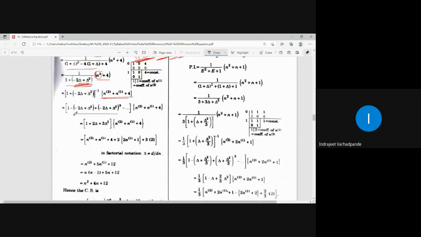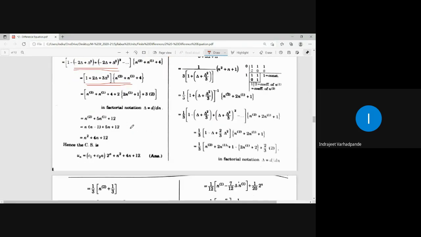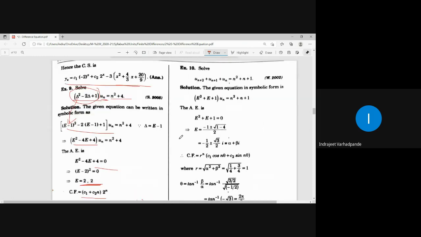plus 4. Square है तो delta square का ही expansion होगा, उसके आगे नहीं होगा. As what we did in the earlier case, expand it appropriately, operate term by term, बस इतना ही बचेगा. Simplify, n into n minus 1 will be substituted for n to the power 2 factorial, get the answer. The complete general solution is un is equal to CF plus PI.